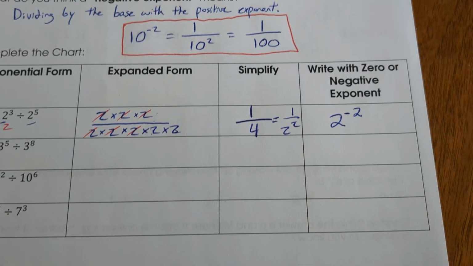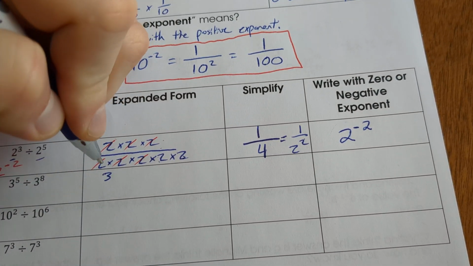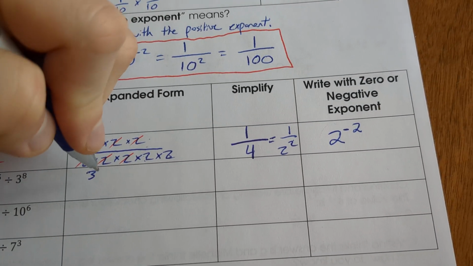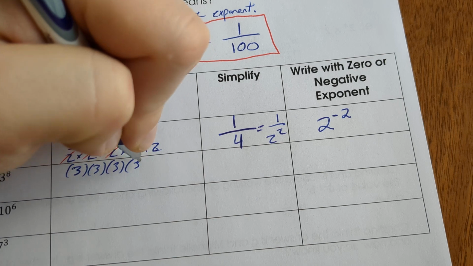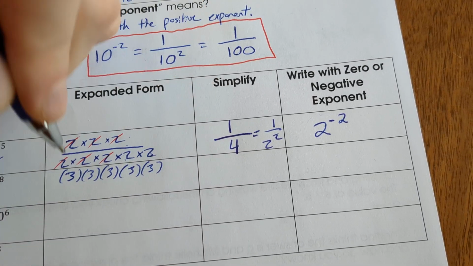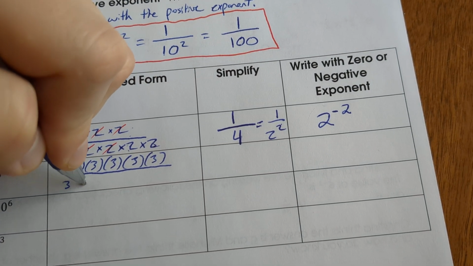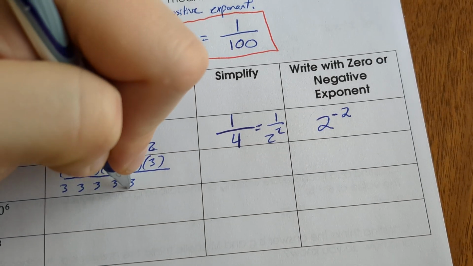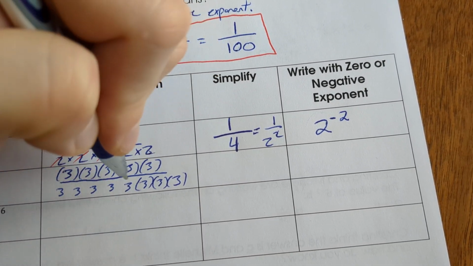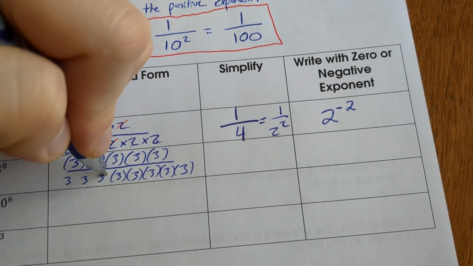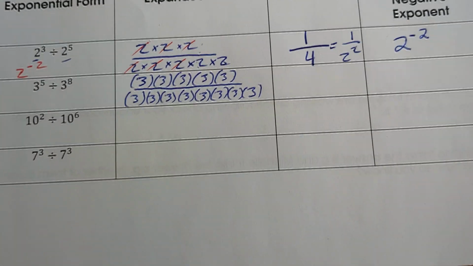Okay, let's continue on. So doing this one in expanded form, we have 5 3's being multiplied on top. This time I'm just going to put them all in brackets. 3 times 3 times 3 times 3 times 3. So that's 5 of them, and we're dividing by 8 of them. So 1, 2, 3, 4, 5, 6, 7, 8. And these are all being multiplied. Okay, again, pause the video and go back if you need to. But I'm going to continue on.